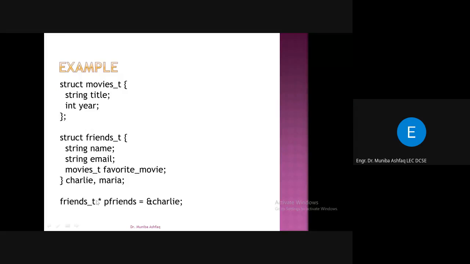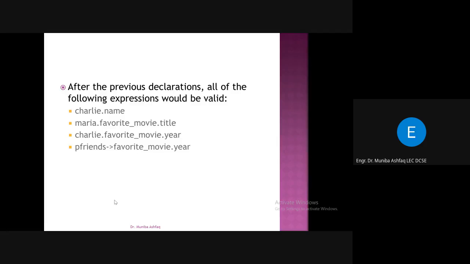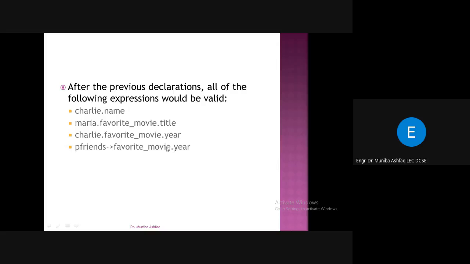Now this is an example of using the pointers. So what is that pointer name? Here we declare p_friends, which holds the address of Charlie. So how to access the members using pointers? This is p_friends, which is the name of the pointer, then arrow, and then favorite movie dot year. P_friends is a pointer, so this arrow operator is a must. You cannot write the dot operator here. Dot was only with the objects. Here this is a pointer, so pointer name and then arrow operator and then favorite movie, and then within the favorite movie again we have the member year, so favorite movie dot year.